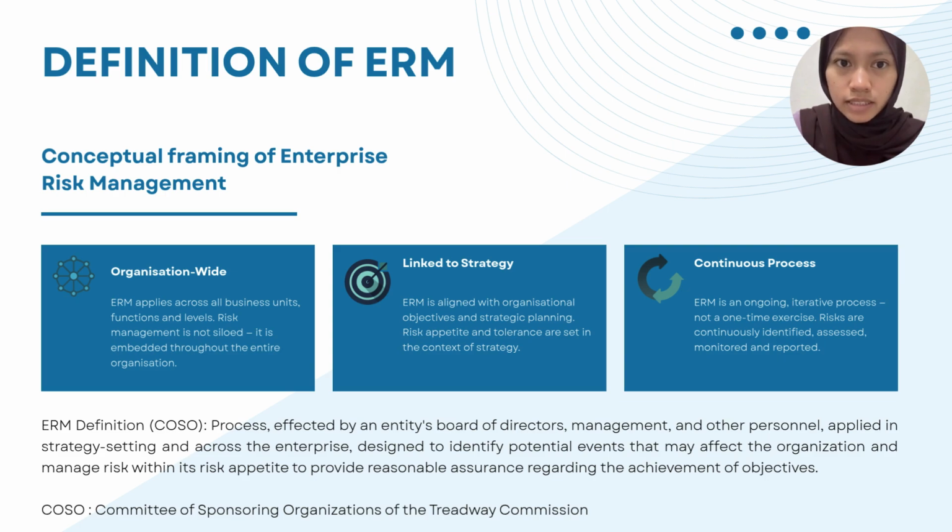First, let us understand the concept of enterprise risk management. According to the COSO definition, ERM is a process carried out by the board of directors, management, and the employees to identify potential events that may affect the organization and manage risk within its risk appetite in order to achieve organizational objectives. There are three important concepts in ERM.